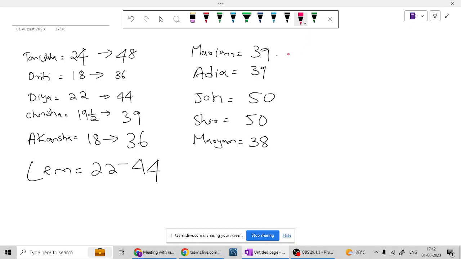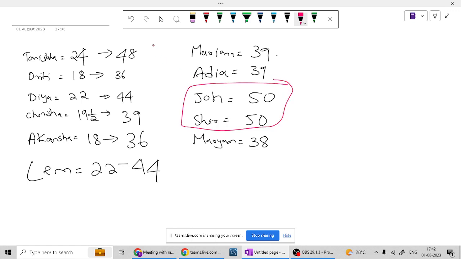So who got less than 18? Any student less than 18? Nobody? What shall we do? Shall we go for 18 or shall I consider 20? Or is it fine? Sir, 18 is fine. Okay, these two students have got 50.